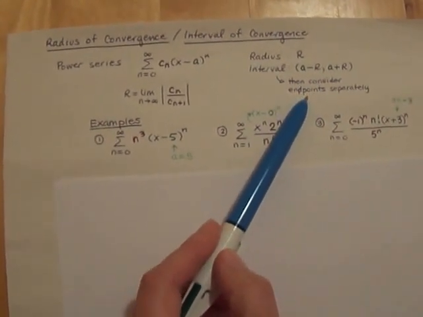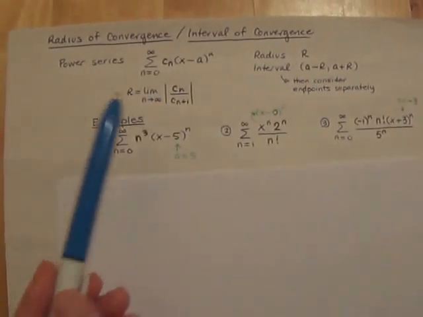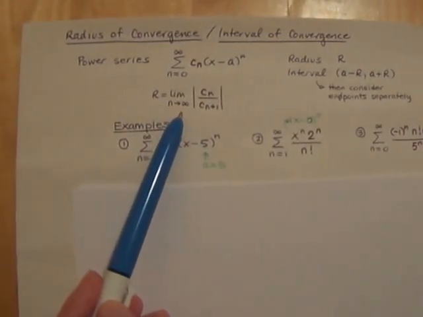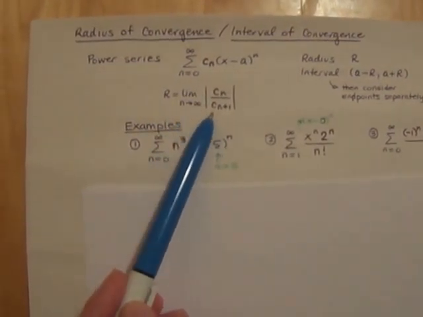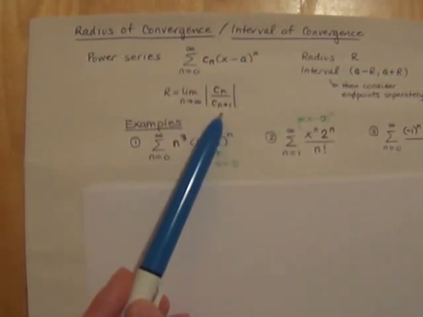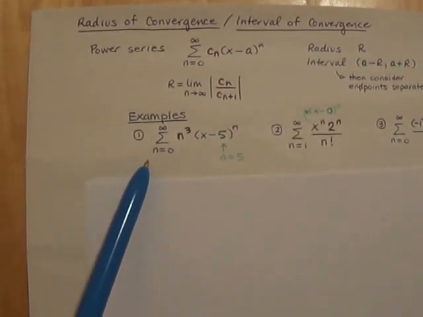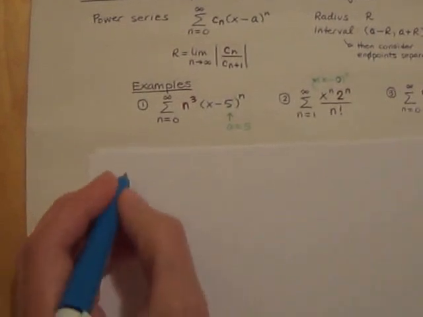where you would treat the endpoints separately to see if they're included or not. To find r, we're going to use the limit as n goes to infinity of the absolute value of c_n over c_(n+1). So, some examples. Example 1.